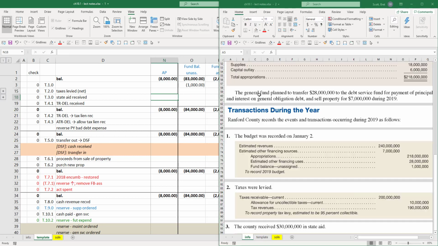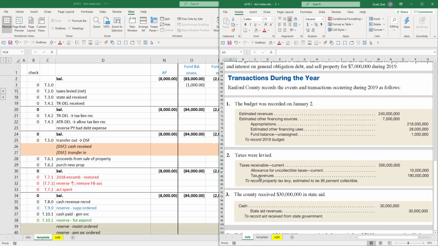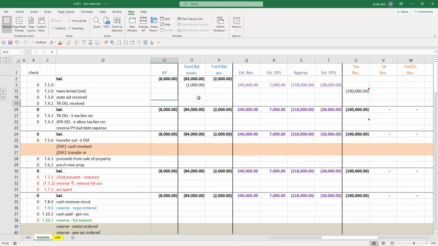That is transaction number 2. Let's look at transaction number 3. The county received 30 million in state aid. Okay, cash, state aid revenues. Cool. Let's plug that in.